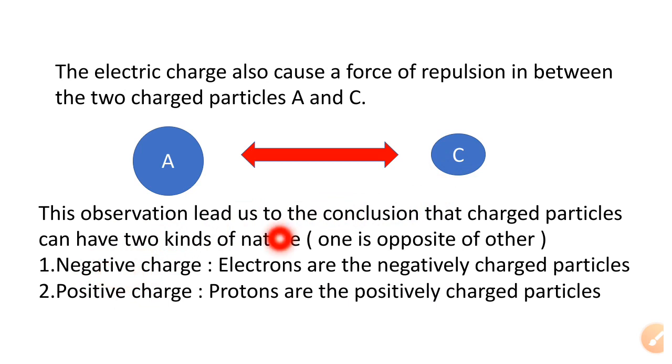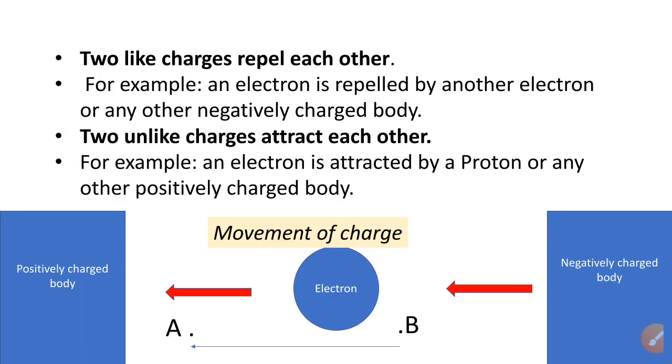We know about electron. So all the electrons are negatively charged particles, whereas the protons are positively charged particles. Okay, so these are the two kinds of charges. Now see the property of charges. Two like charges repel each other. That means if we have an electron, then it is repelled by any other electron or any other negatively charged body. That means two negatively charged bodies or particles repel one another.